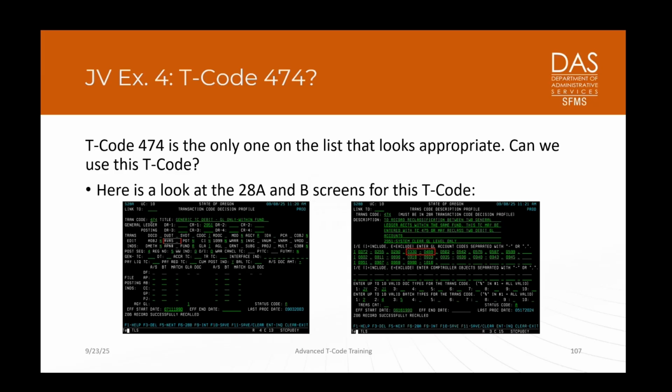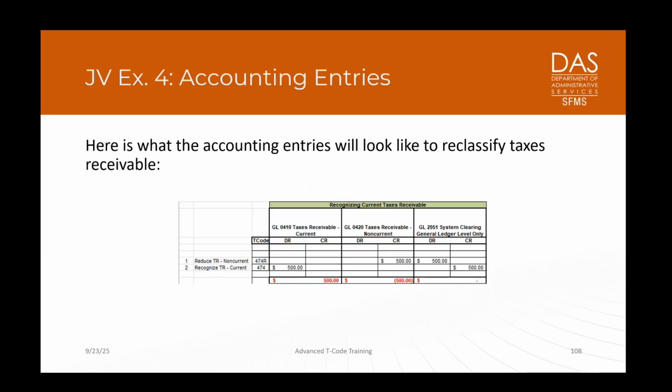And if we look at the GLs that are allowed for this T code, in our scenario we want GL 0410 and 0420, and that's properly landed between 0330 and 0499, if I see it right. So that's how this entry came alive.